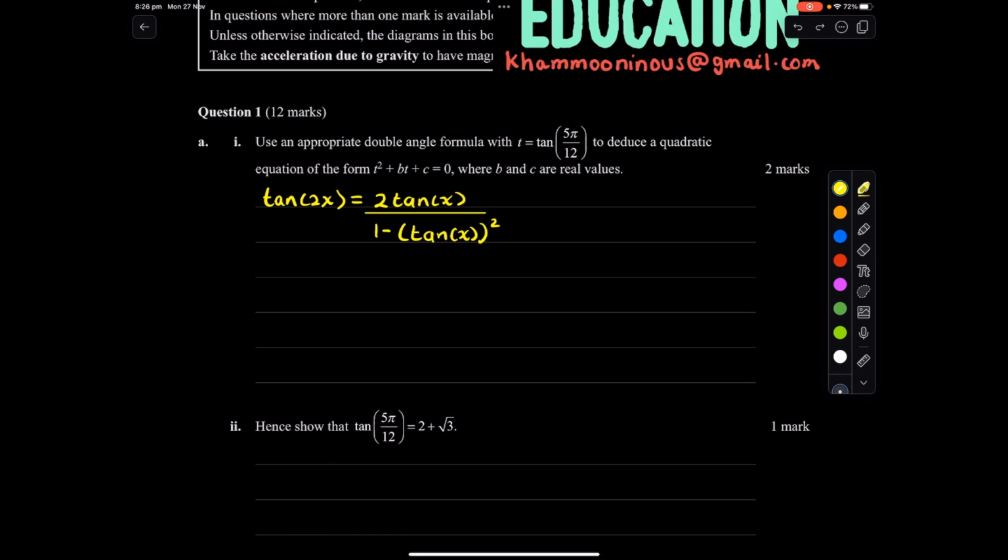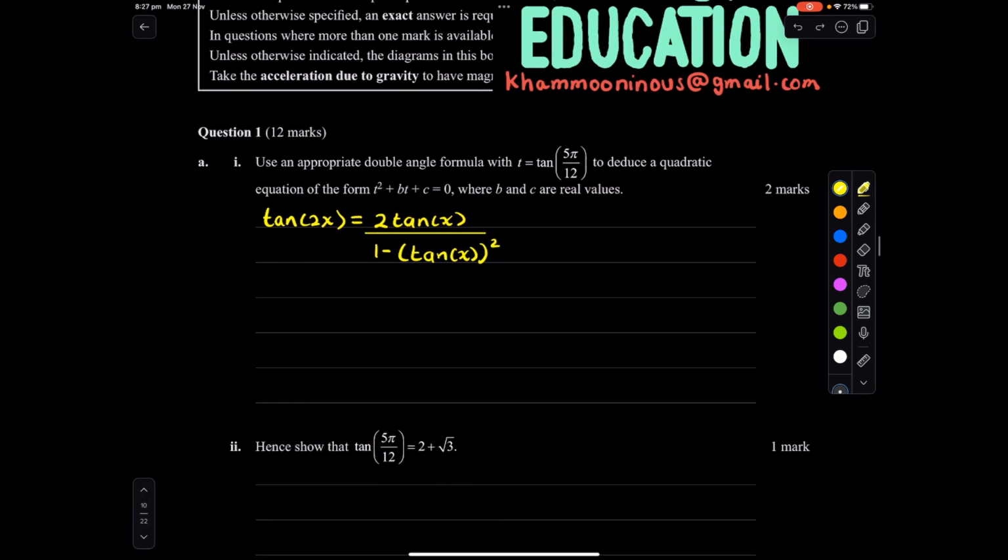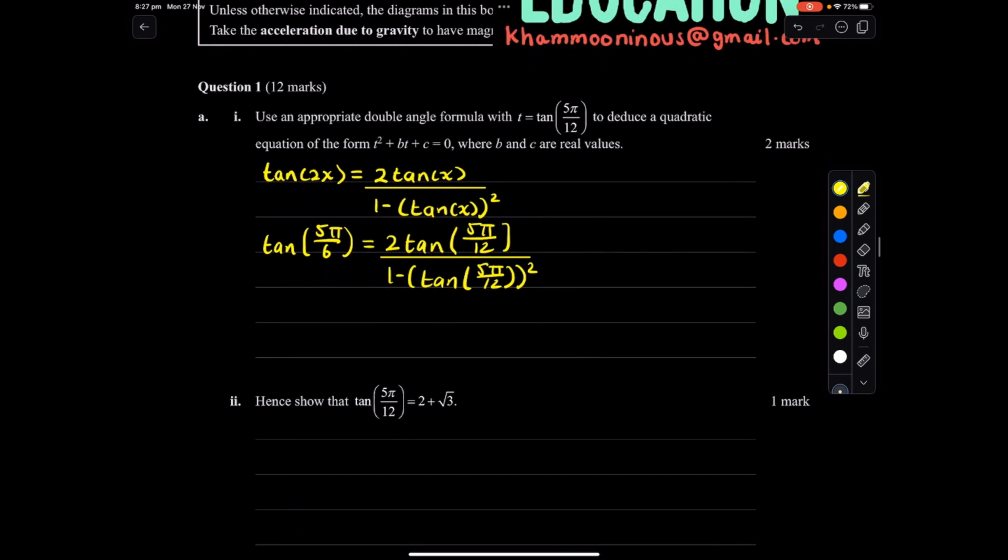Okay, so what I can do is imagine that if tan x is tan(5π/12), then tan 2x is going to be tan(5π/6), which equals 2 tan(5π/12) over 1 minus tan(5π/12) all squared. Now, we know that t is equal to tan(5π/12).